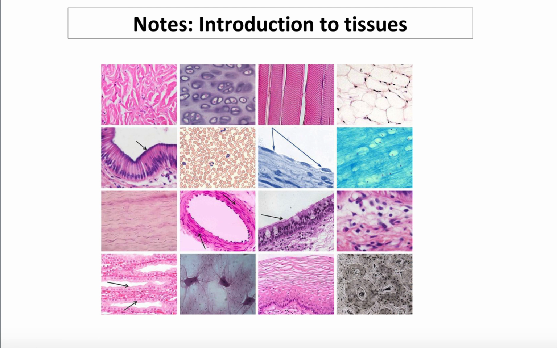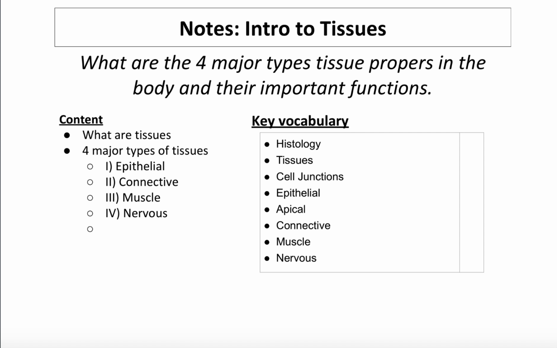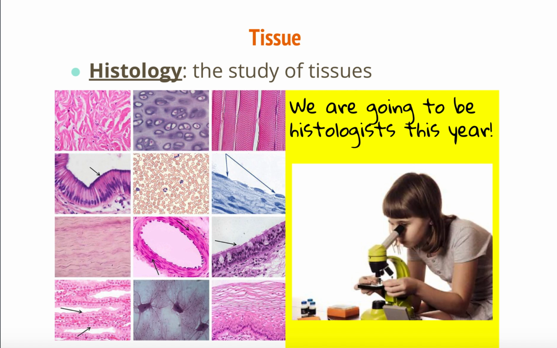Hi everyone, this is a really quick overview of the tissues, the main four categories of tissues in the body. Okay, so what are the four tissue types in the body and their important functions? So we're going to go over the four major categories today, and then in subsequent lectures I'm going to go more in depth into each of those categories.